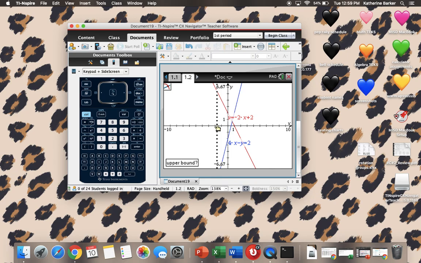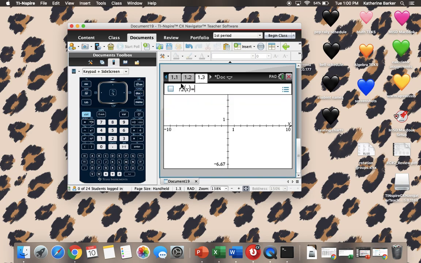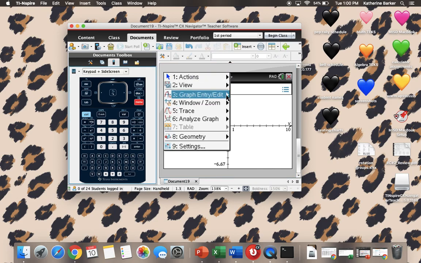You know the lower bound always goes on the left, upper bound goes on the right. Here is your intersection. It shows you right here, okay? Now, let's say we have, I'm adding another document, a system of inequalities, and we want to know what is the solution set to that system of inequalities.